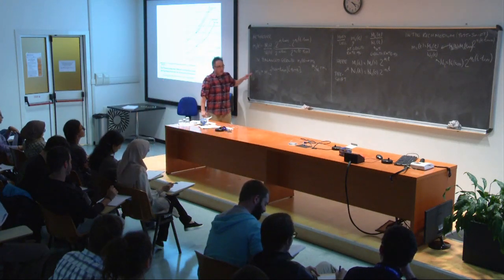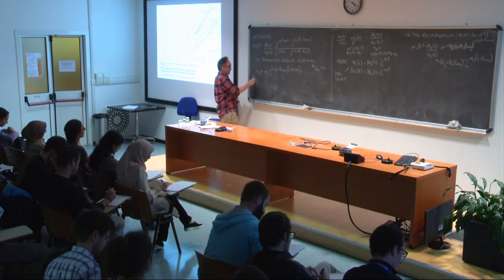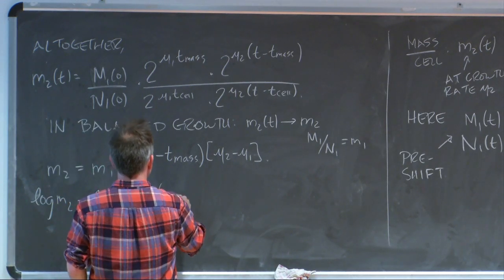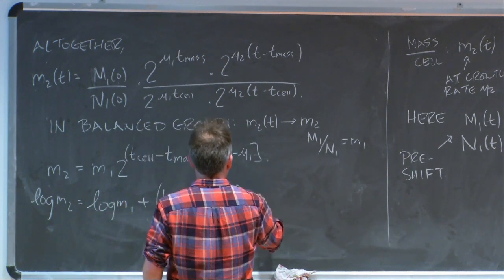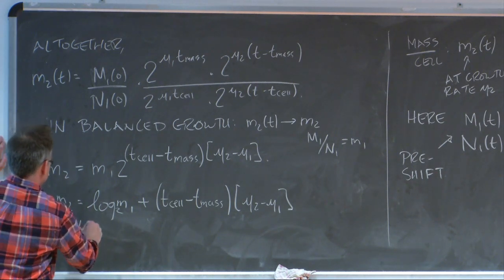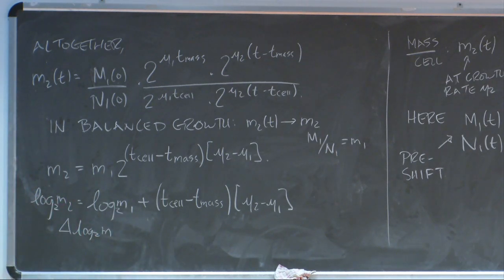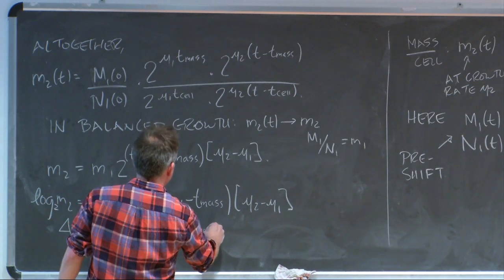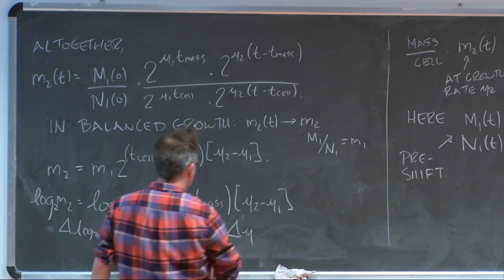Now if I take the logarithm of both sides, log m2 is going to be log m1 plus t cell minus t mass times mu2 minus mu1. Is that okay? These are base 2. I can tidy this up a little bit. I'll move this over to one side, and I'll call this delta log 2 of the mass, meaning the difference in the logarithm of the mass per cell at growth rate 2 and growth rate 1. And that's going to be equal to this difference, T cell minus T mass, times the difference in growth rates, delta mu.